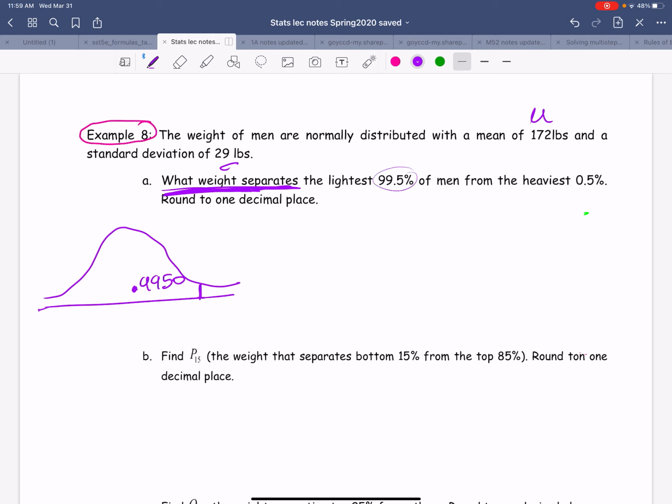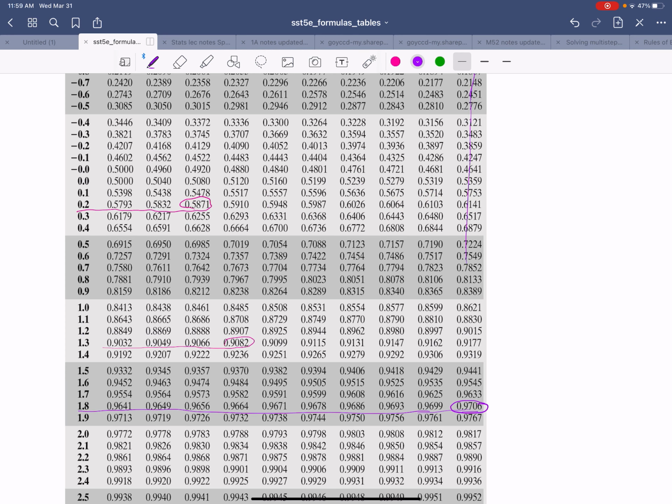Because if I change 99.5% into a decimal, that's 0.9950. What z-score has 0.9950 area to its left? So let's look in the body of the table. I know it's going to be a positive z-score because I'm all the way above the mean. To the left of the mean, I have 50% of the area, and this is way above my mean. So I'm going to be looking at the positive z-score body of the table, and I'm looking for this number, 0.9950, or something closest.